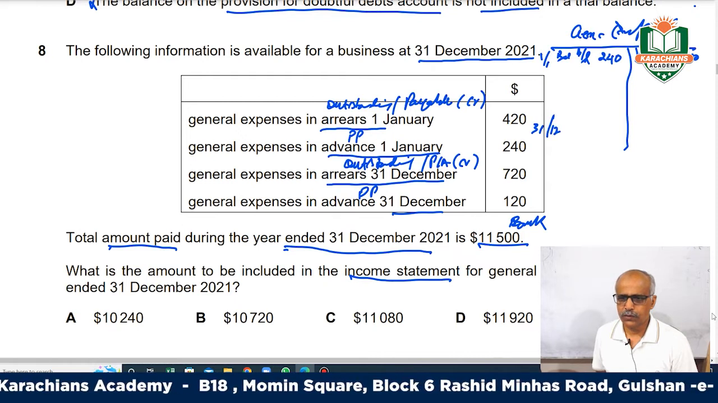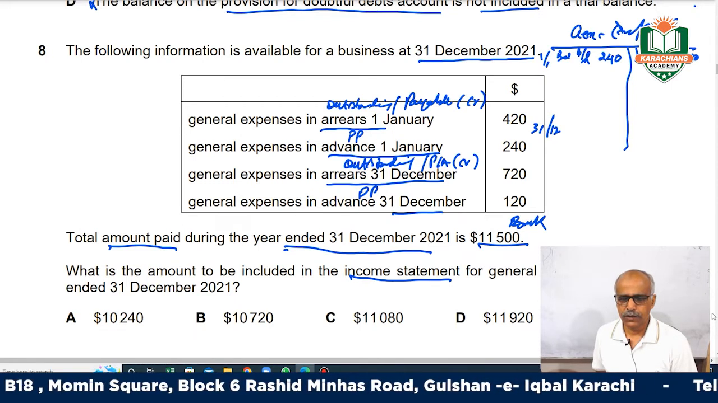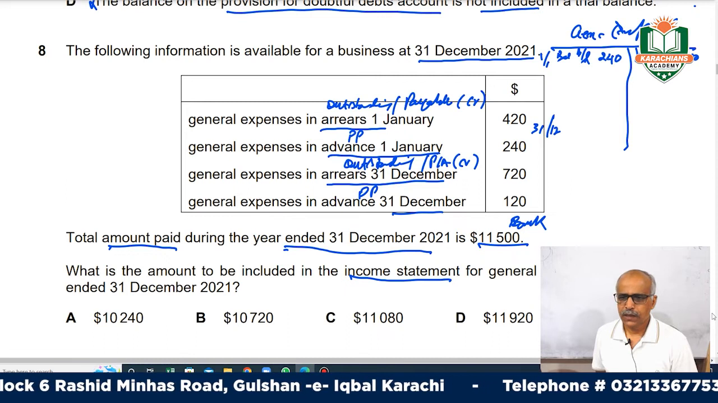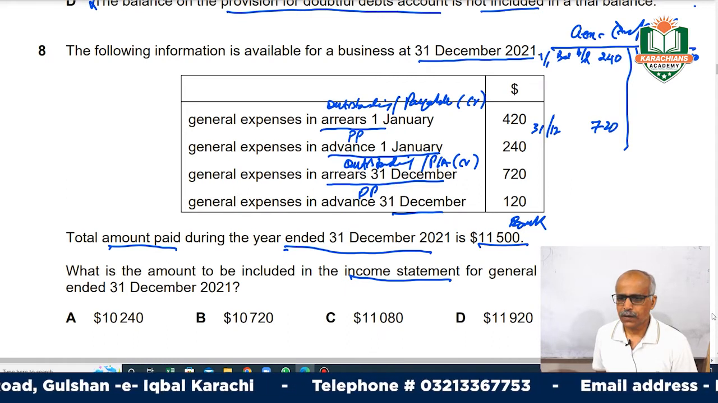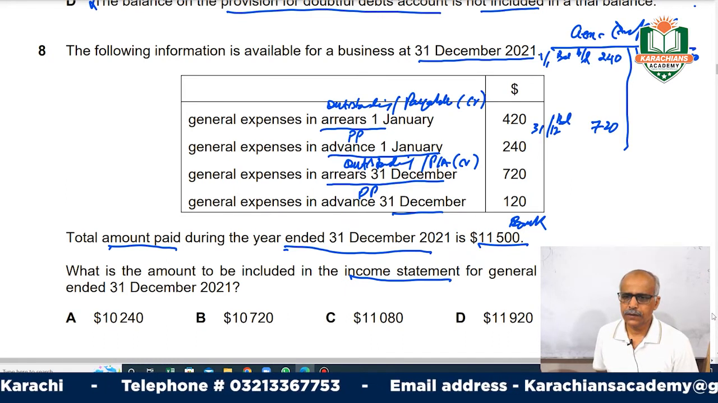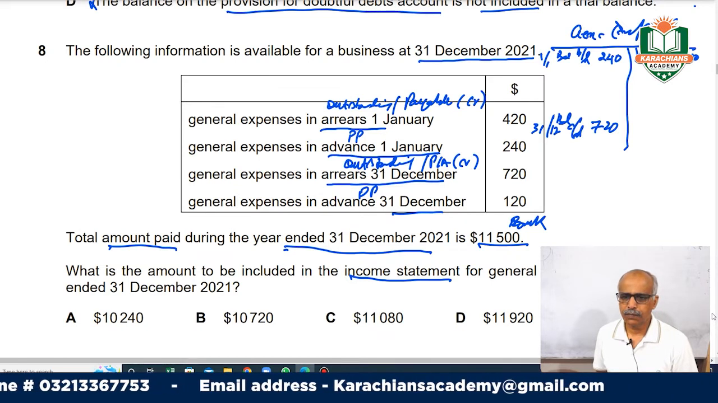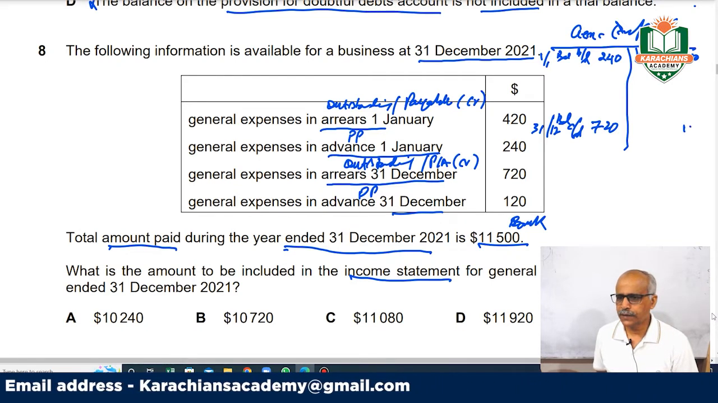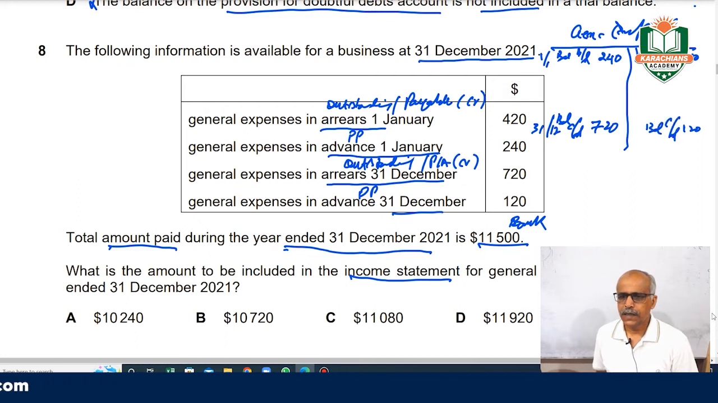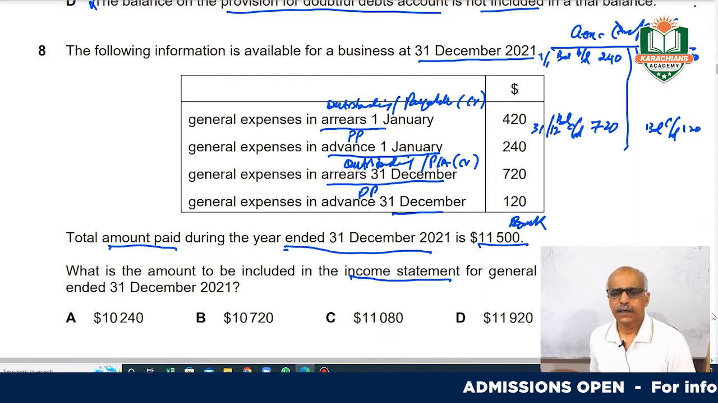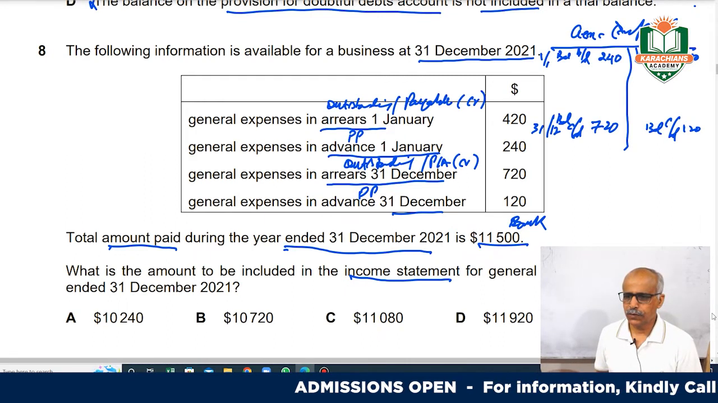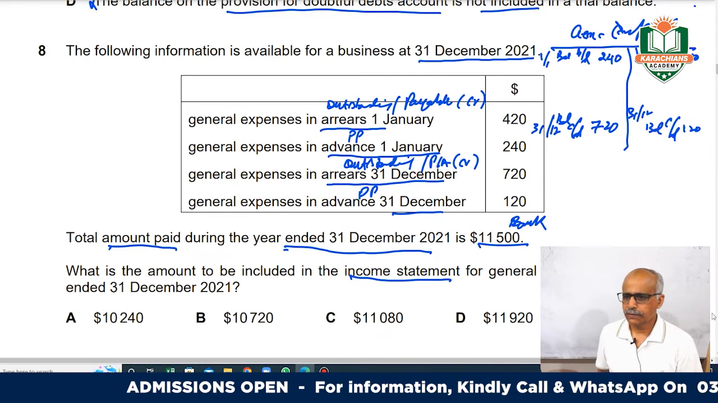Therefore, on 31st of December 2021, you write 720 balance CD, and 120 balance CD, and this 120 is prepaid. This is your asset, 120 on 31st of 12.